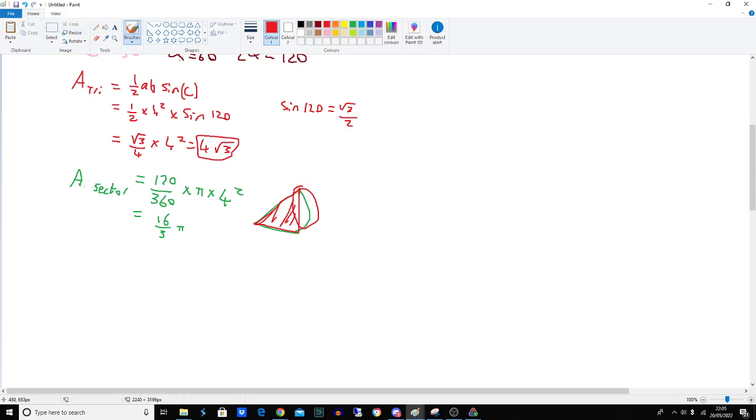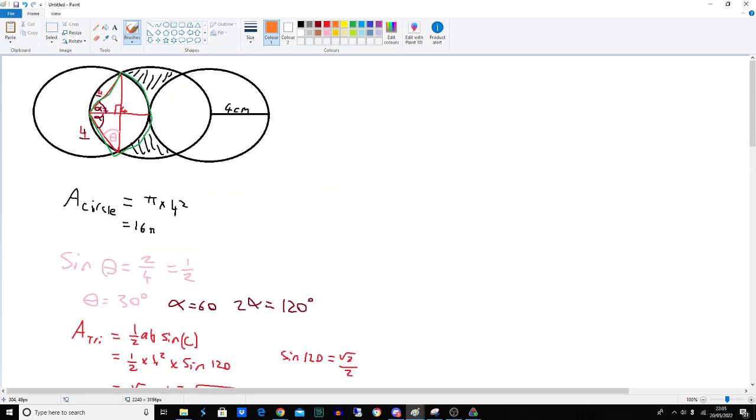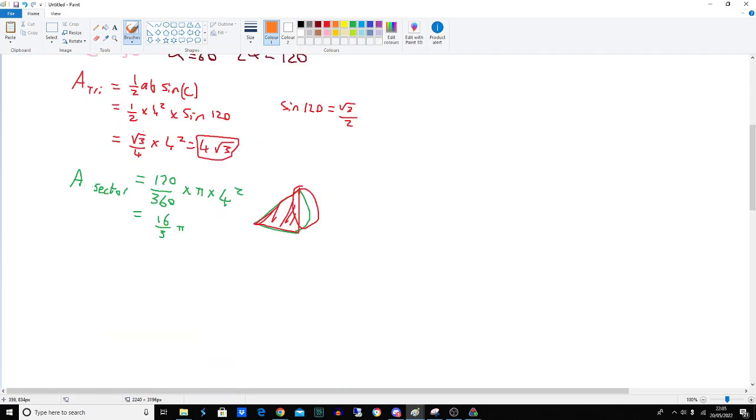Now what we need to do is, I'm going to label this in orange. To work out what that little segment here is, the area of the segment is equal to 16 over 3 pi minus 4 root 3. Which we could just leave at that.